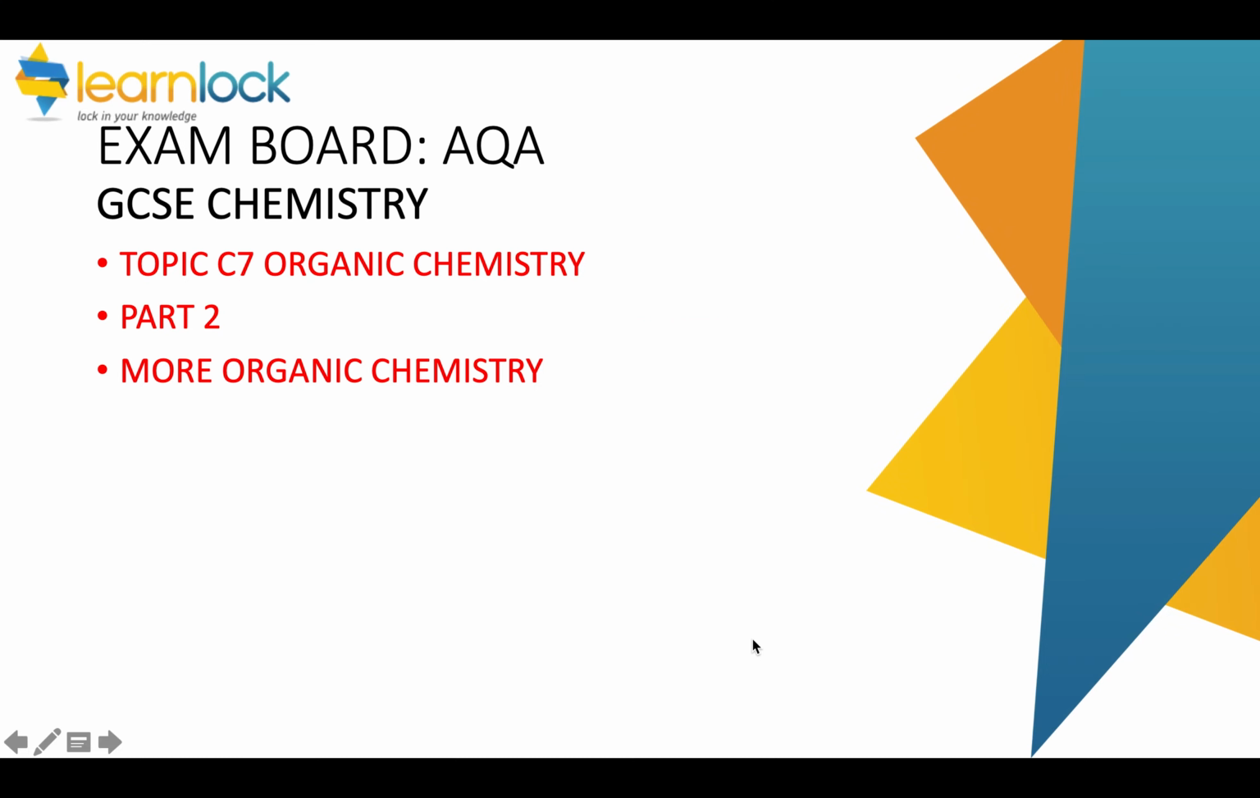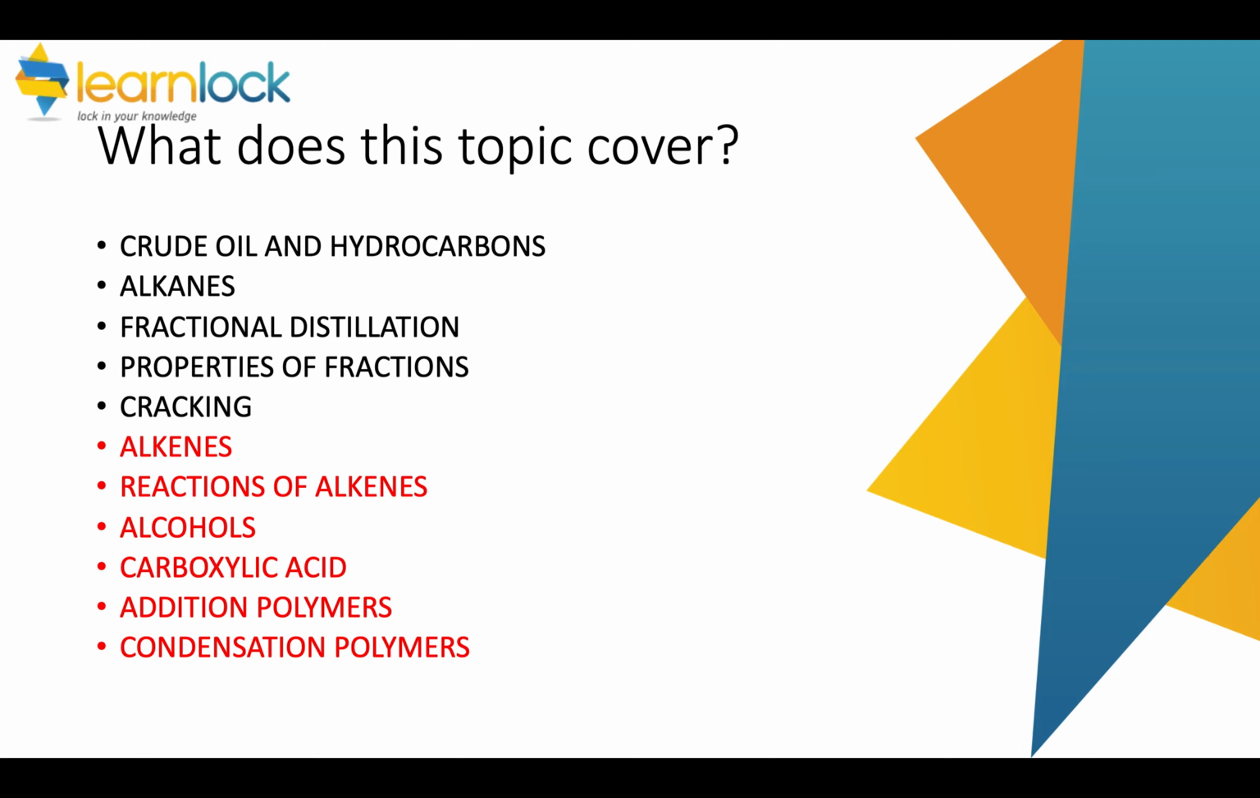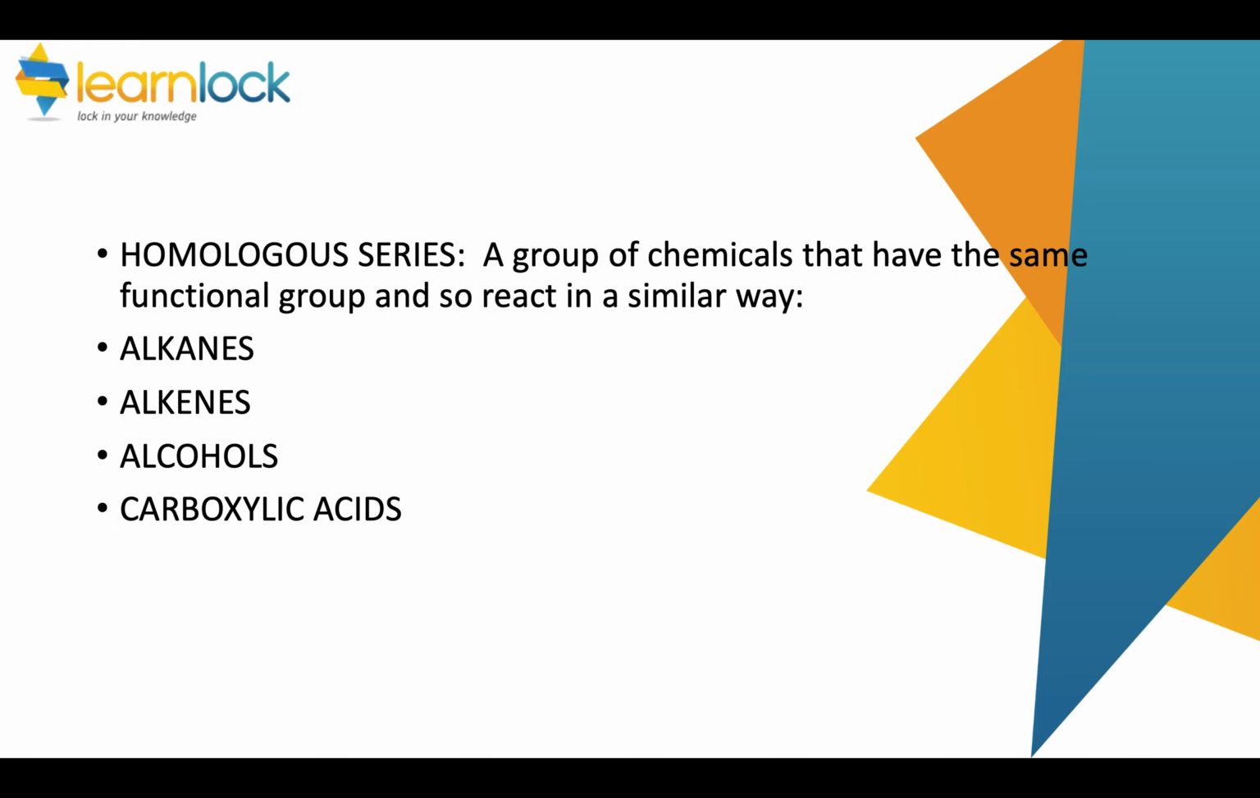Hello and welcome to the GCSE Chemistry tutorial for topic C7 Organic Chemistry. This tutorial is part 2 covering more organic chemistry, looking at alkenes, alcohols, carboxylic acids, addition polymers and condensation polymers.